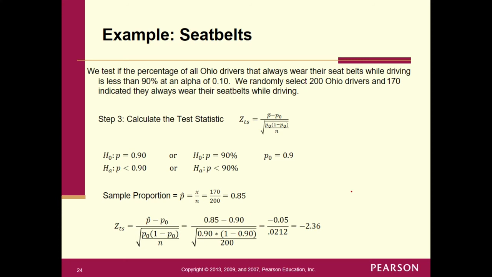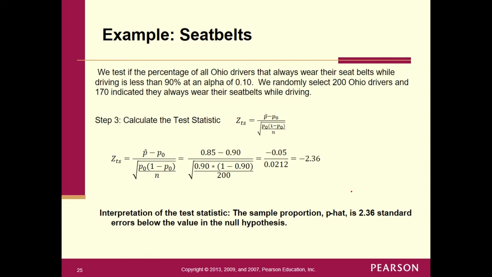So let's interpret that test statistic. So interpretation of the test stat: our sample proportion p hat was 2.36 standard errors below, because of the negative sign, below the value in the null hypothesis. All right, so p hat is 2.36 standard errors below the value of the null.